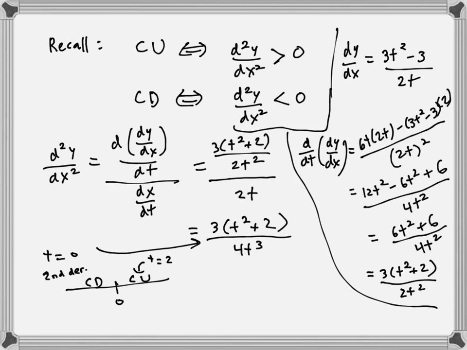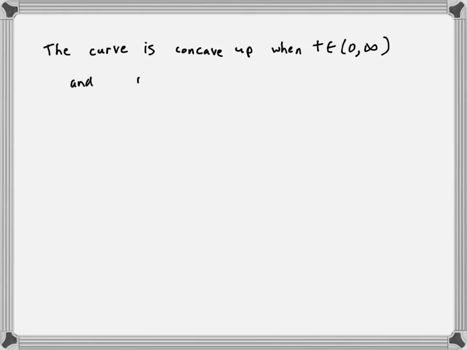So let's go ahead and write the results on the next page. The curve is concave up when t lives from 0 to infinity, and concave down when t lives in negative infinity to 0. Okay, so there you go.